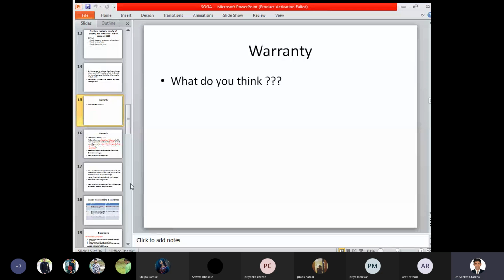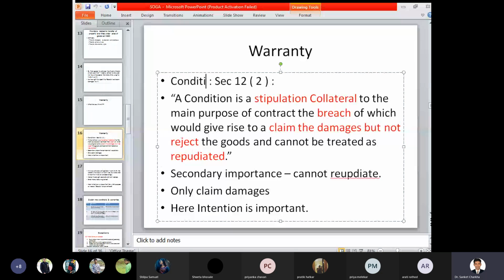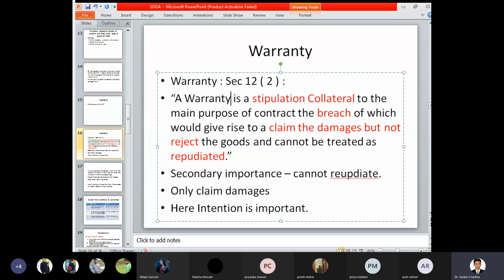So now let's go to the definition of what we mean by warranty. Sorry, here the definition is of warranty, I need to change it. So read it in this way. A definition of warranty as per section 12.2: a warranty is a stipulation collateral to the main purpose of the contract, the breach of which would give rise to a claim for damages but not a right to reject the goods, and the contract cannot be treated as repudiated. So it has secondary importance. Primary importance is always for a condition and secondary importance is always provided for a warranty.